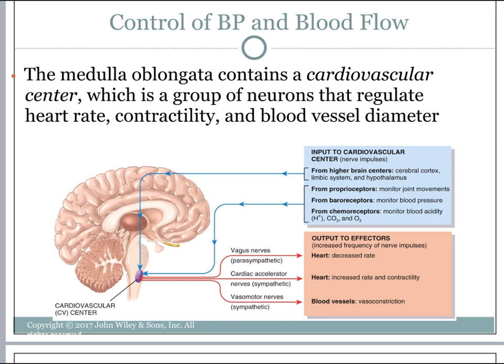Now, the output to effectors, we're talking to the vagus nerve, parasympathetic, which is going to decrease heart rate. So increased frequency of nerve impulse is going to decrease heart rate. Cardiac acceleratory center, sympathetic, increase heart rate and contractility. Then we have our vasomotor nerves, our sympathetic center for blood vessels, which is going to deal with vasoconstriction.